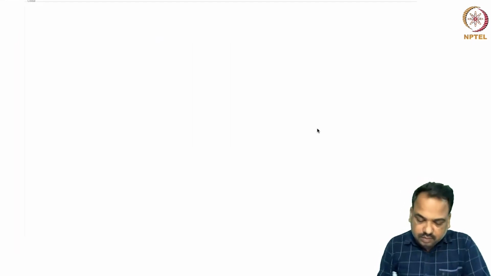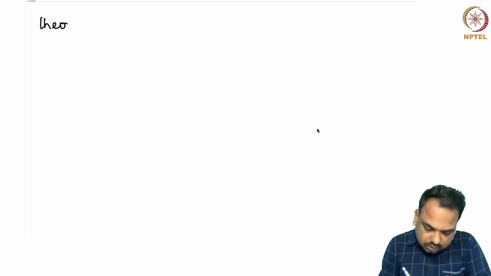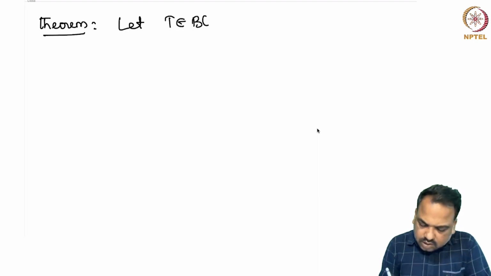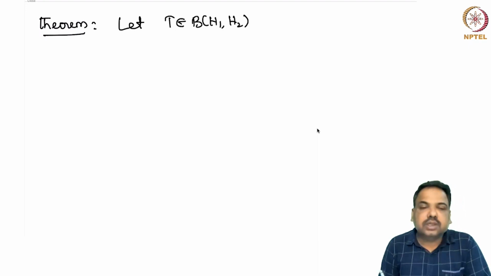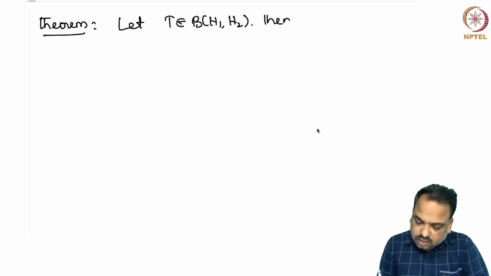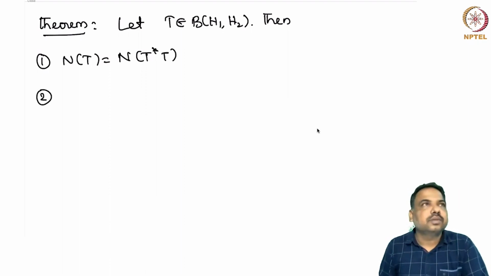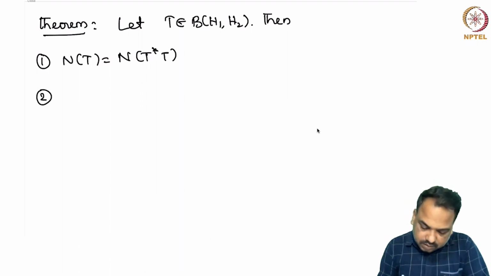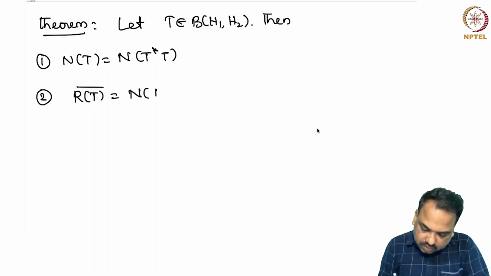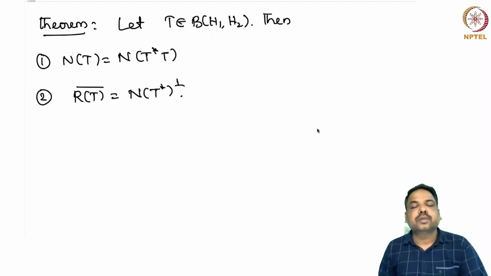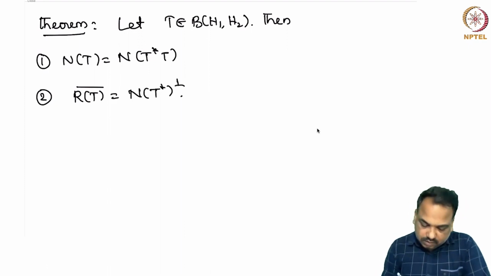Next we prove the following theorem. Let T be a bounded operator between H1 and H2. Then we have: null space of T equals null space of T star T, and the second one is nothing but range of T closure is null space of T star perp.